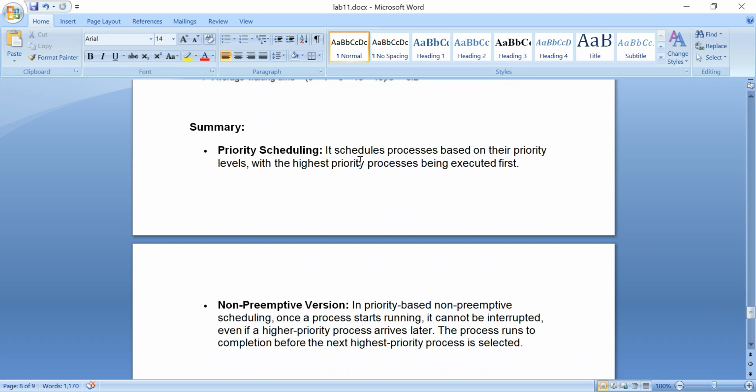So it schedules processes based on the priority levels, with the highest priority process being executed first. Then the non-preemptive version in priority based scheduling: once the process starts running, it cannot be interrupted even if a high priority process arrives later. The process runs to completion before the next highest priority is selected.